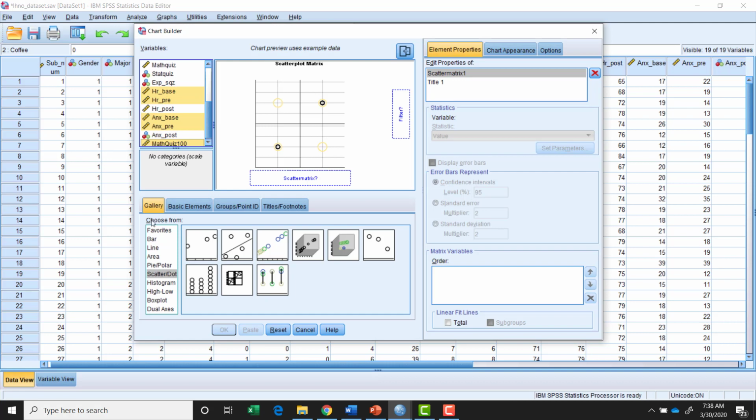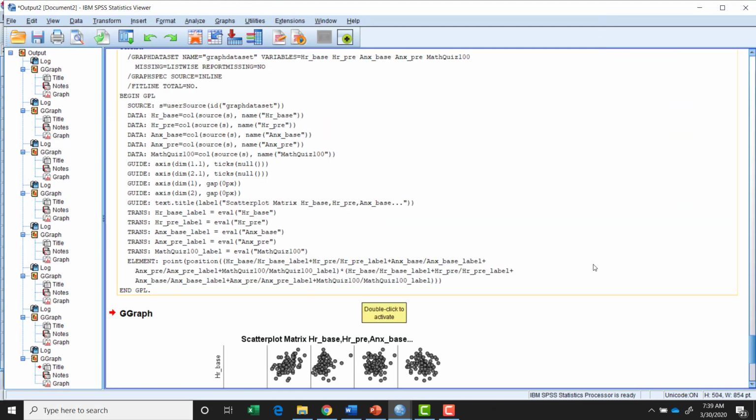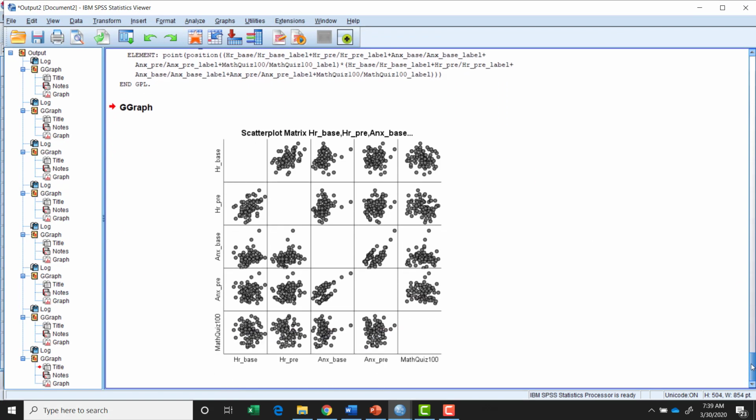And basically with the scatter plot matrix, so let's just do this again. Scatter plot, this one with the four windows is a scatter plot matrix. Let's select 5 variables and put these into the scatter plot matrix and click OK. And now you can see, for example, that the math quiz score is not really correlated with any of these measures. Some people have naturally high heart rates, so there doesn't seem to be a big relationship between math quiz and heart rate.